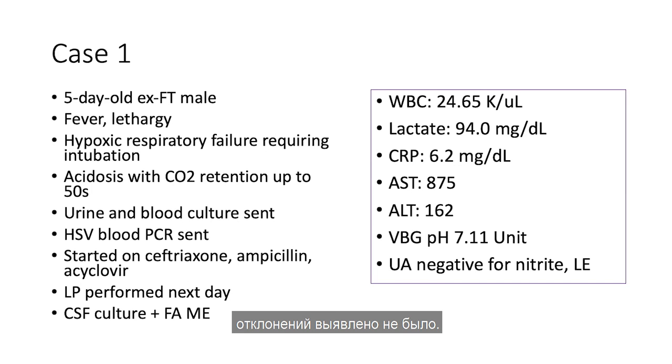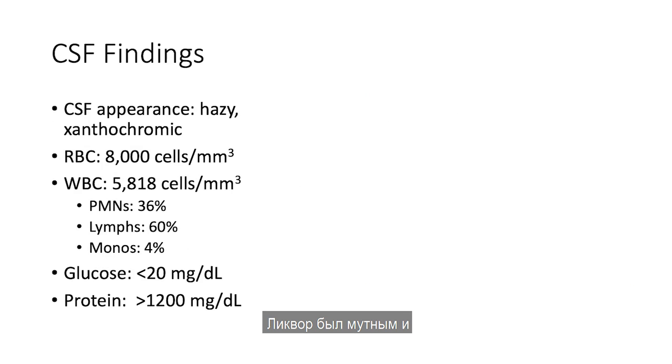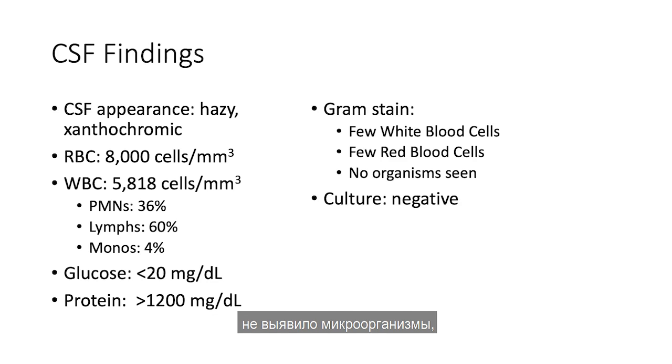The urinalysis was negative. The CSF appearance was hazy and xanthochromic. He had a pleocytosis of 5,800 white cells with a lymphocytic predominance. Glucose was abnormal, less than 20, and protein was elevated. The gram stain had no organisms seen, and culture was negative, which is not surprising because the patient was treated for at least a day prior.